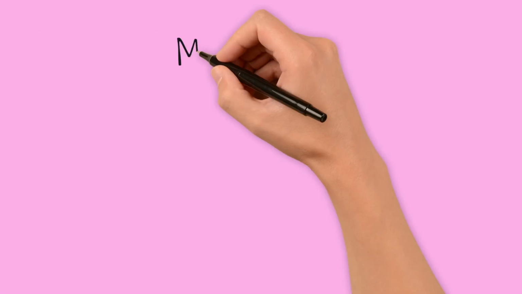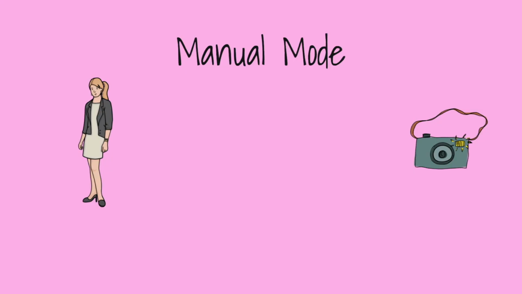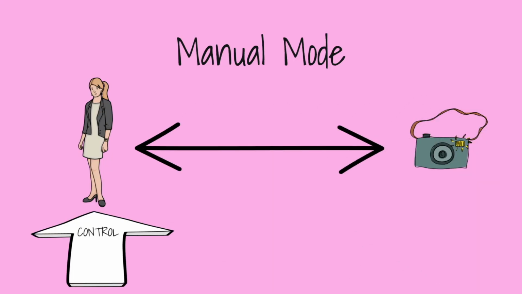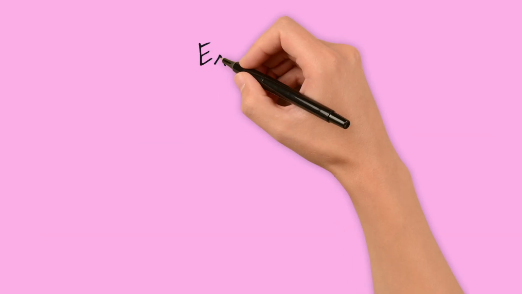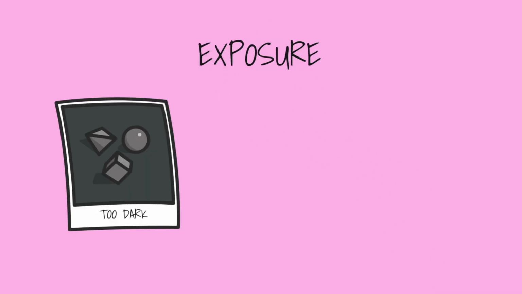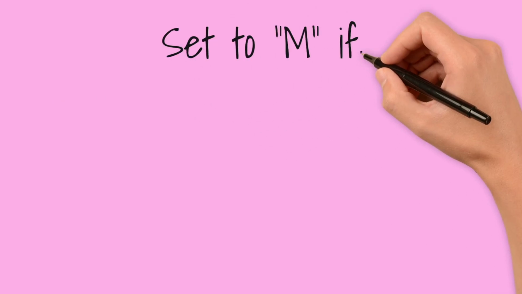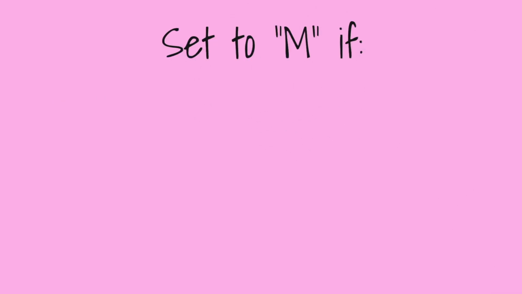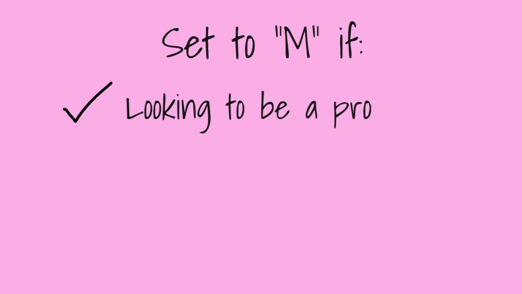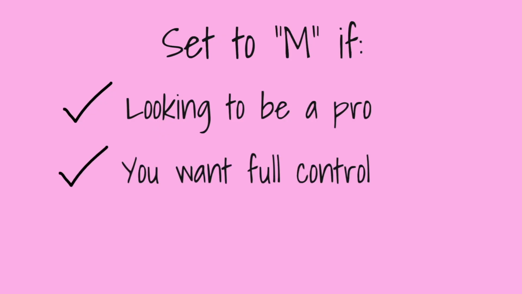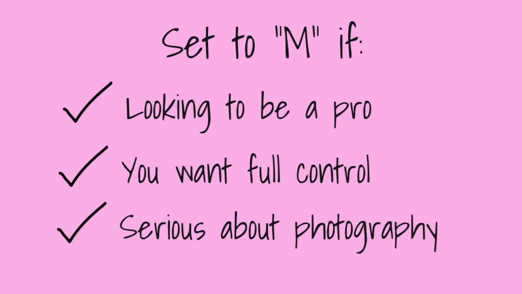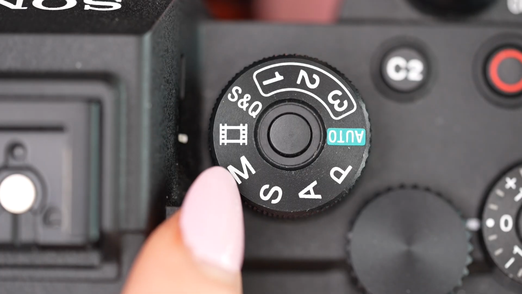manual mode. And what manual mode means is that it will let you have full control over your camera, and you will have to set everything when it comes to the exposure, or how dark or bright the photo will turn out whenever you take a picture. This is really great for you if you're really serious about this and you are really looking to become a pro. You are someone who loves to have full control over things and you want to get into this and take it very, very seriously, then you should definitely set your camera to M, okay?